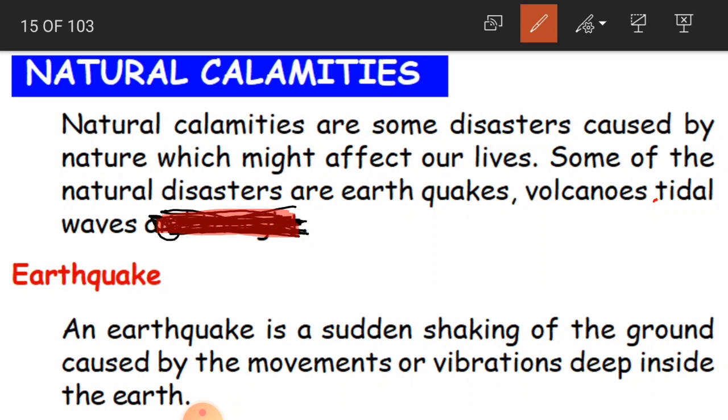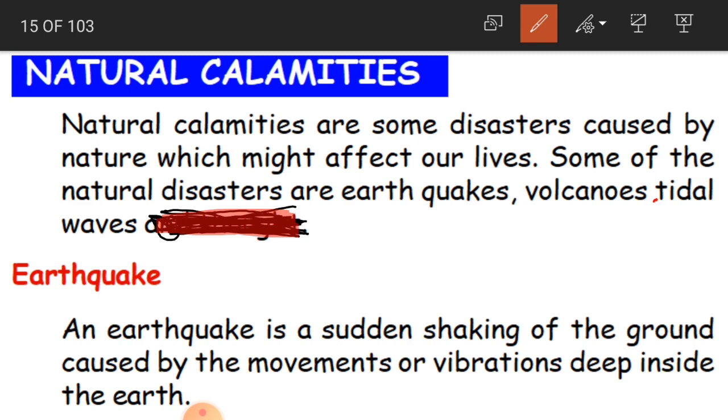What is nature, children? Nature is about earth, sun, moon, trees and all that. So it is caused by nature, which is going to affect our lives, which is going to cause a great loss to our lives.